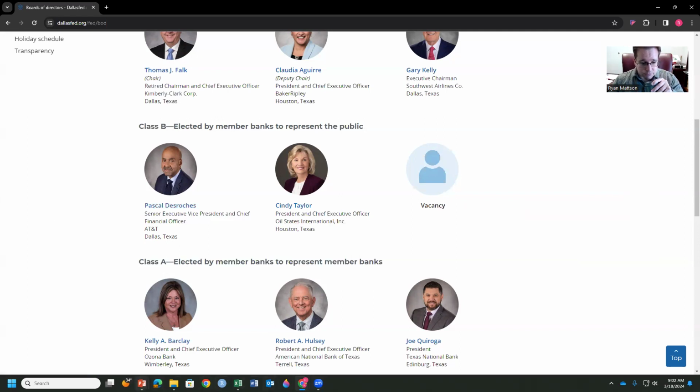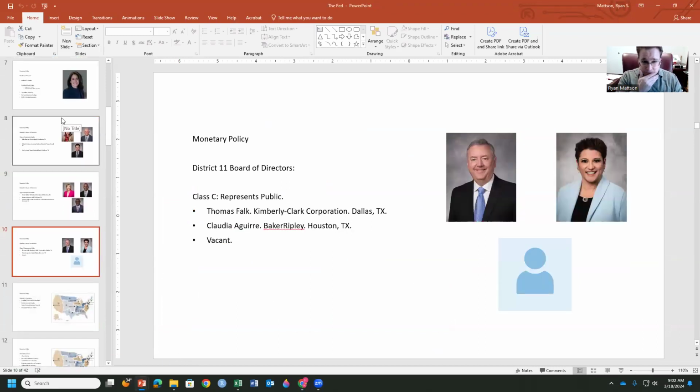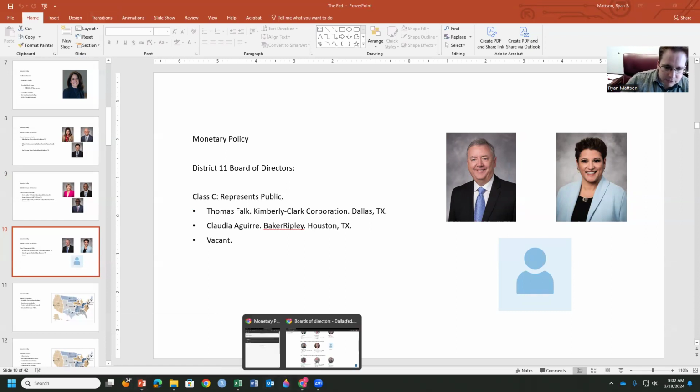Okay, so let's move on. That's Class B representing the public. Class A represents banks. Class B represents the public. Class C should also represent the public, but this should be something a little bit different from the kind of representation of firms and corporations. This could be representation of consumers, nonprofits, or perhaps other firms or industries that we think have a big influence on Texas.